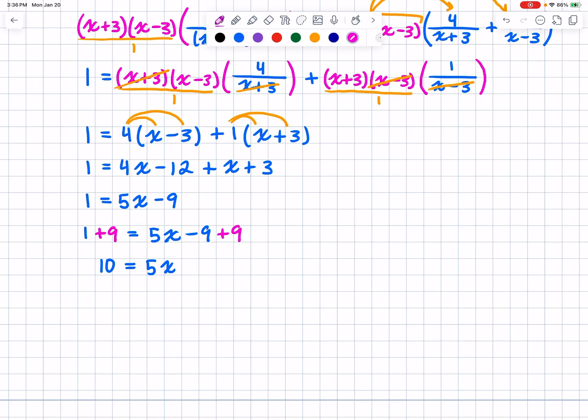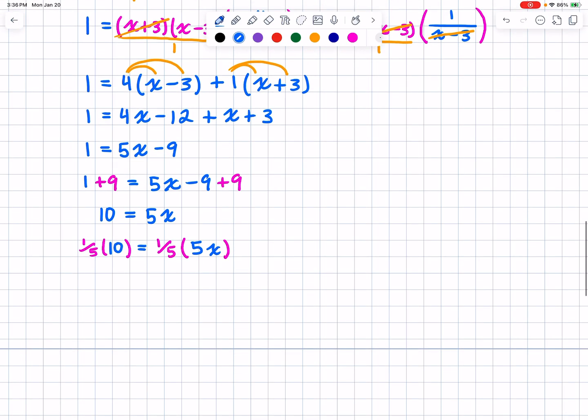1 over 5. So I get 1 over 5 times 10, oops, my bad there, times 10 equals 1 over 5 times 5x. So on the left, 1 over 5 times 10 is the same as asking what is 1/5 of 10. 1/5 of 10 is 2. So I get 2 equals, and on the right-hand side, 1/5 of 5x is just x.